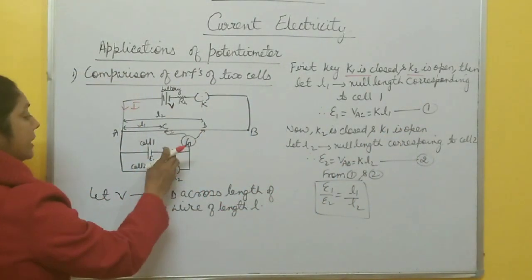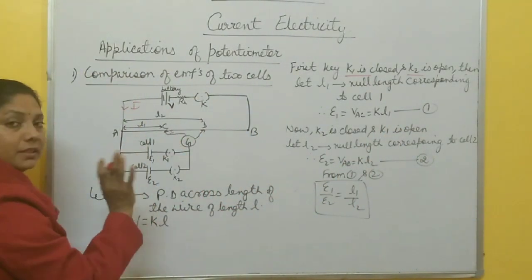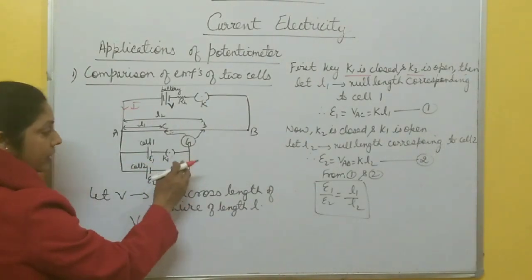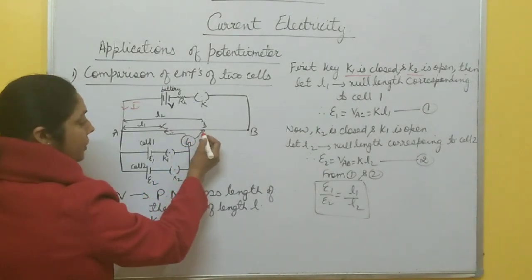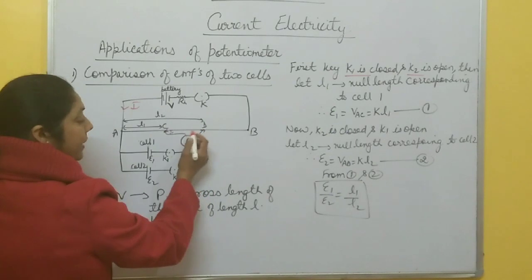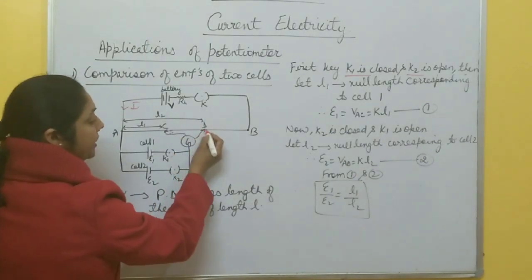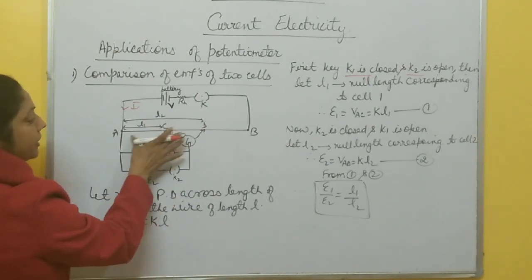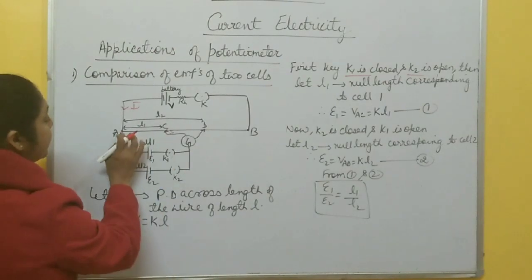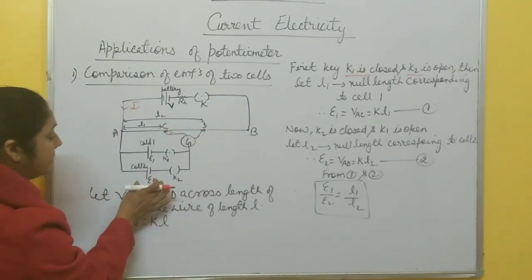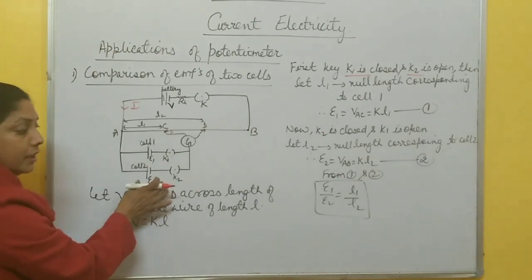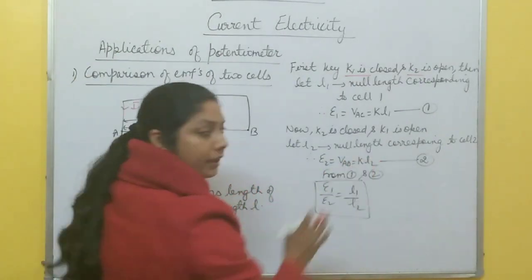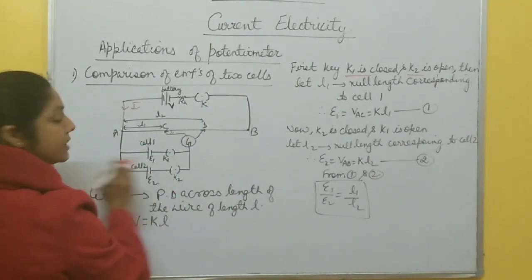Now the second case: let us suppose K1 is open, so that cell 1 is not in the circuit, and only K2 is closed. Now current starts flowing through this cell. Again, you move the jockey over this wire so that it shows no deflection. Let us suppose that at point D the galvanometer shows no deflection, and the length AD is L2. It means the potential difference across AD is nothing but the EMF of the second cell, E2, and this E2 is equal to KL2. L2 is the null length corresponding to the second cell, right?